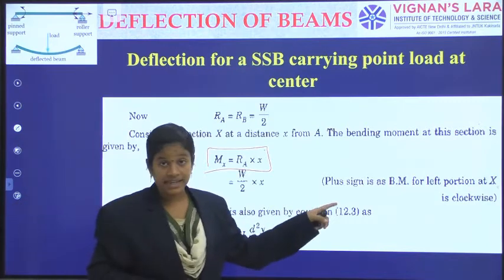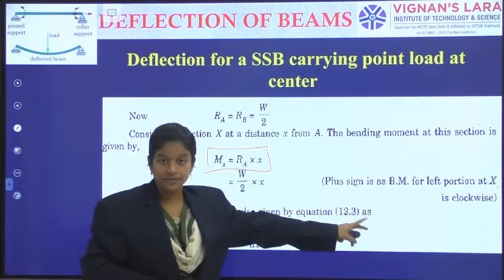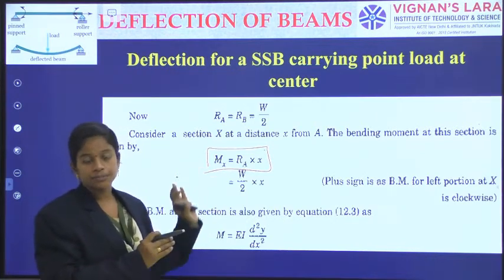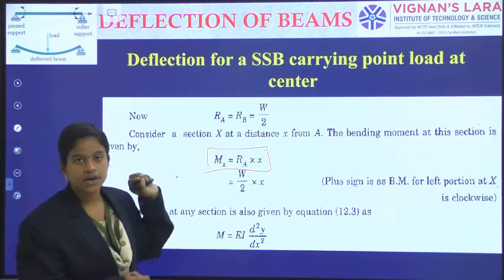The plus sign indicates that the bending moment on the left of the section is positive. Yes, it is causing a sagging type moment on the left of the section. That's why it is positive.